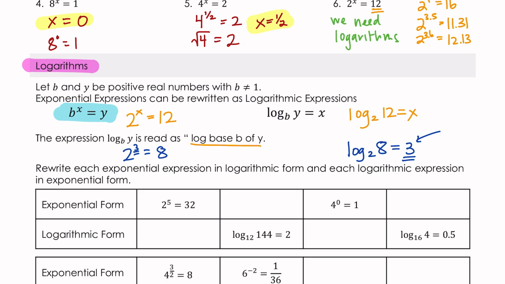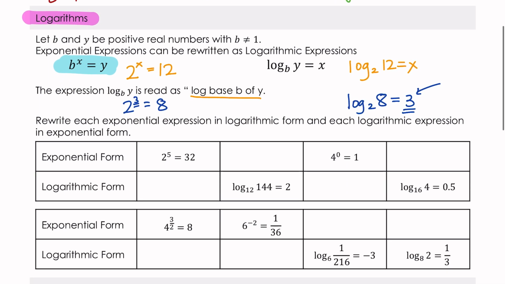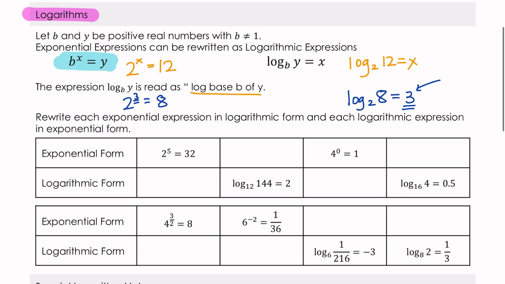And eventually then to solve for something that's in an exponent. So this first page, we're just rewriting. Just to understand this logarithm notation, anytime 2 to the 5th equals 32, that means I have log base 2 of 32 equals 5. Okay, so just rewriting it.